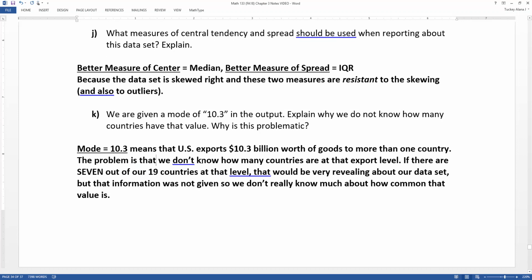The problem is that we don't know how many countries are at that export level. If there are 7 out of our 10 countries at that level, that would be very revealing about our data set, but that information was not given, so we don't really know how common that value is. And that's problematic, right? We know it's the mode, but it could be as low as 2, or it could be as high as, well, not that high, but you get the gist. It could be 3 or 4 or 5 countries. And that's a very different world if you have a lot of them that are at 10.3 versus a few of them. And we just don't know.